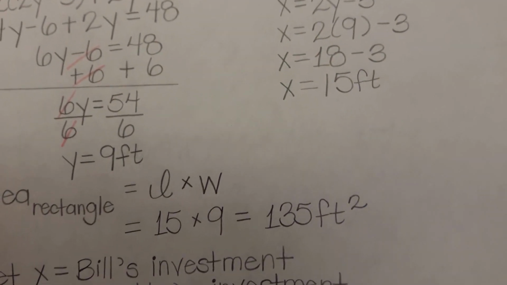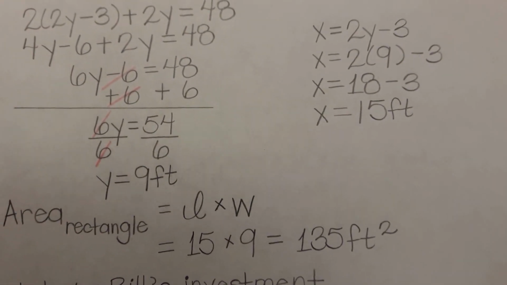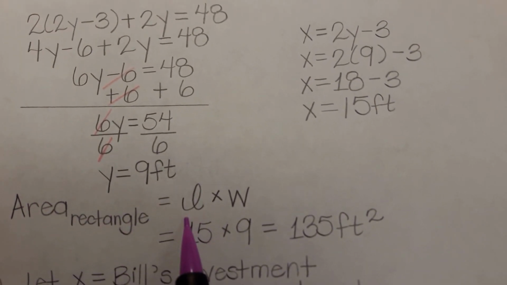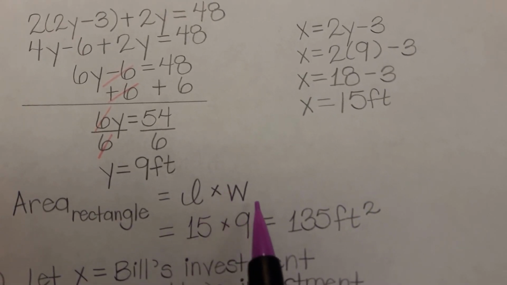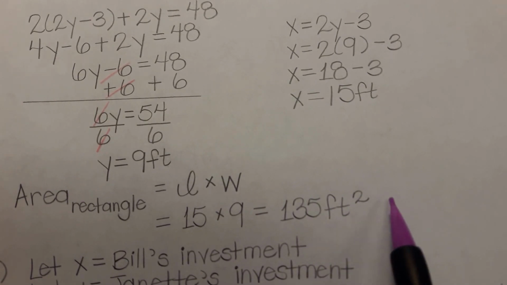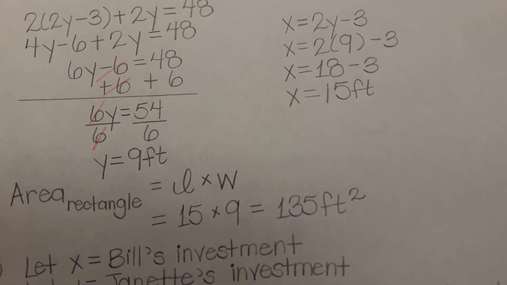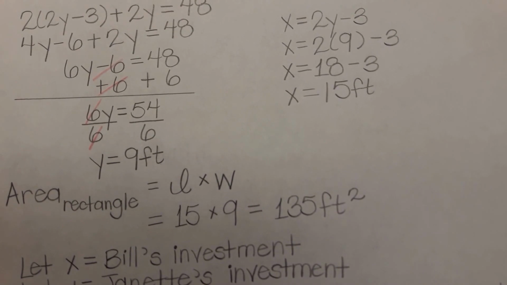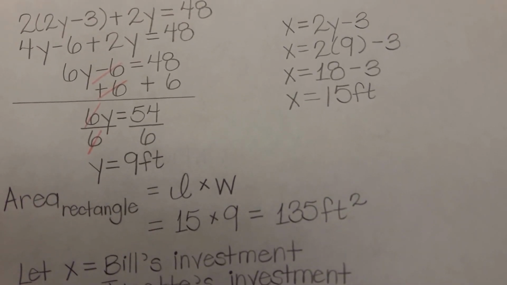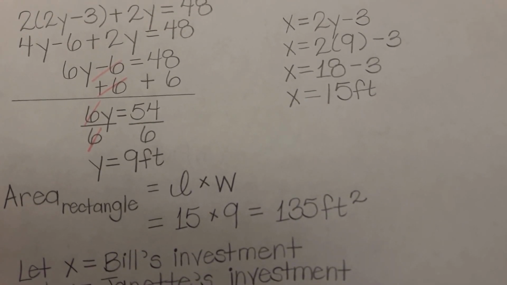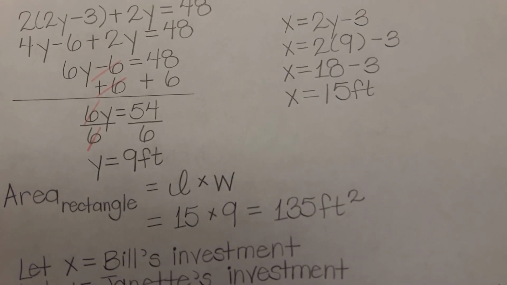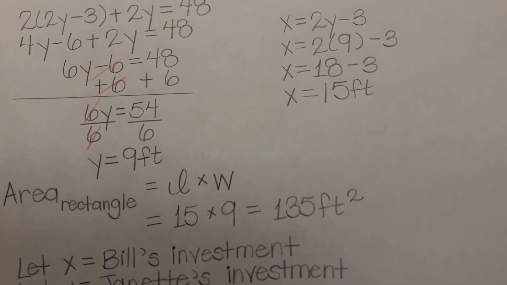Okay, so the question asks for area though. So I want to find the area of this problem. I take my length, which is 15, times my width, which is 9, and multiply those together to get 135 feet squared, or square feet. Whenever you're doing an area, it's always going to be to the second power, feet to the second. Perimeter is going to be a unit to the first power. Area is a unit to the second power. And then volume is a unit to the third power.